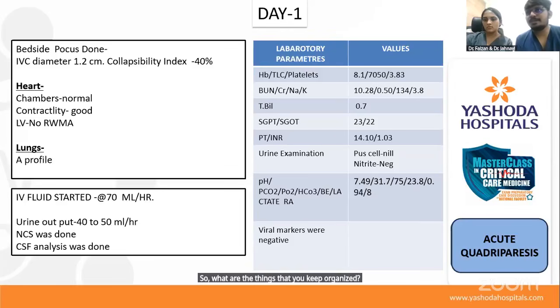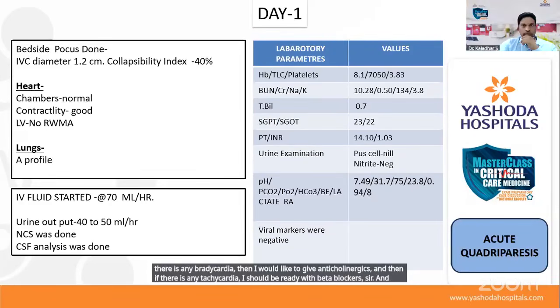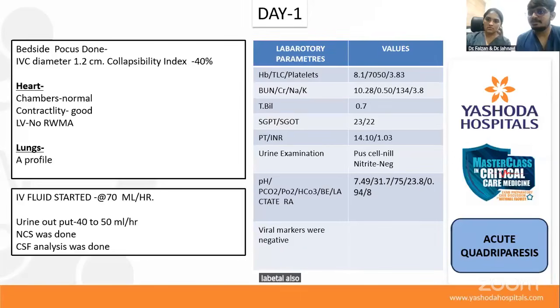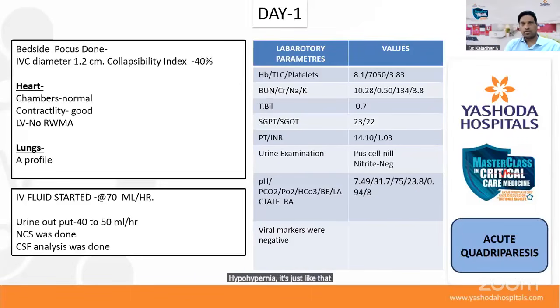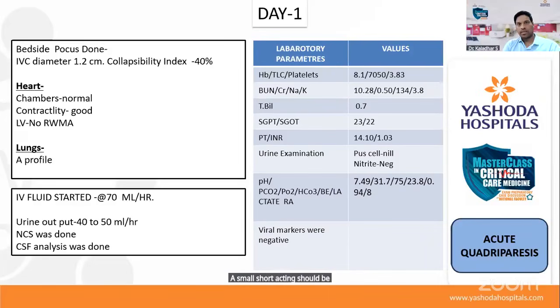For bradycardia, I would like to keep anticholinergics ready, sir. If there is any bradycardia, I would give anticholinergics. And if there is any tachycardia, I should be ready with beta blockers, sir. Which beta blocker do you prefer? Labetalol also, is it so? Because he's having hyper, it's just going up and down. Esmolol, a short acting one, should be used. Generally an ultra short acting agent like esmolol is a better option.